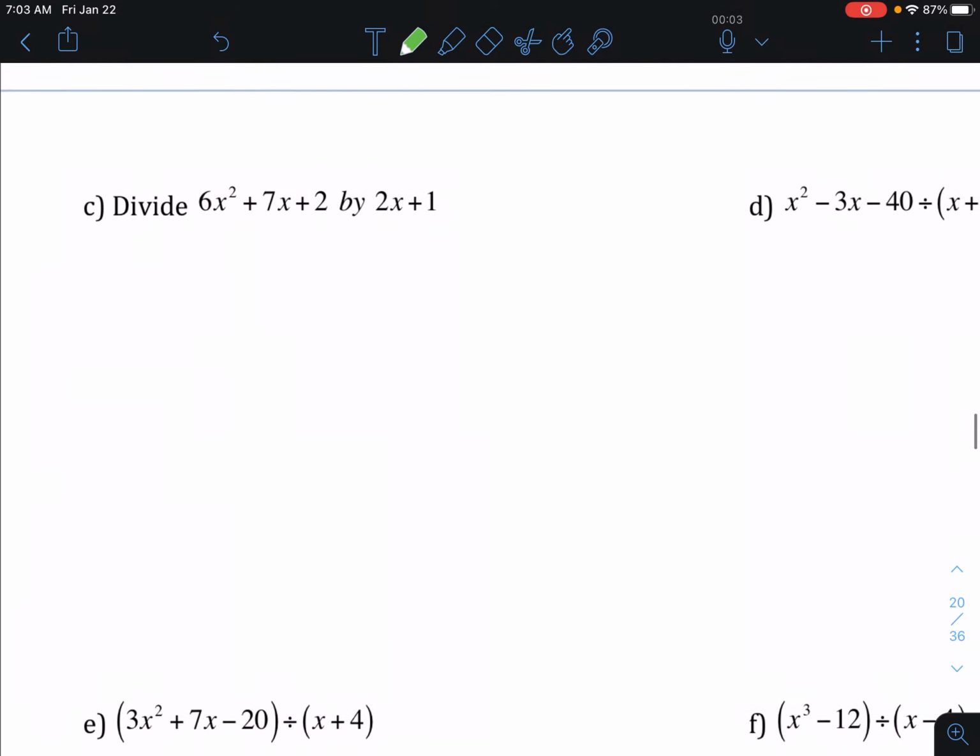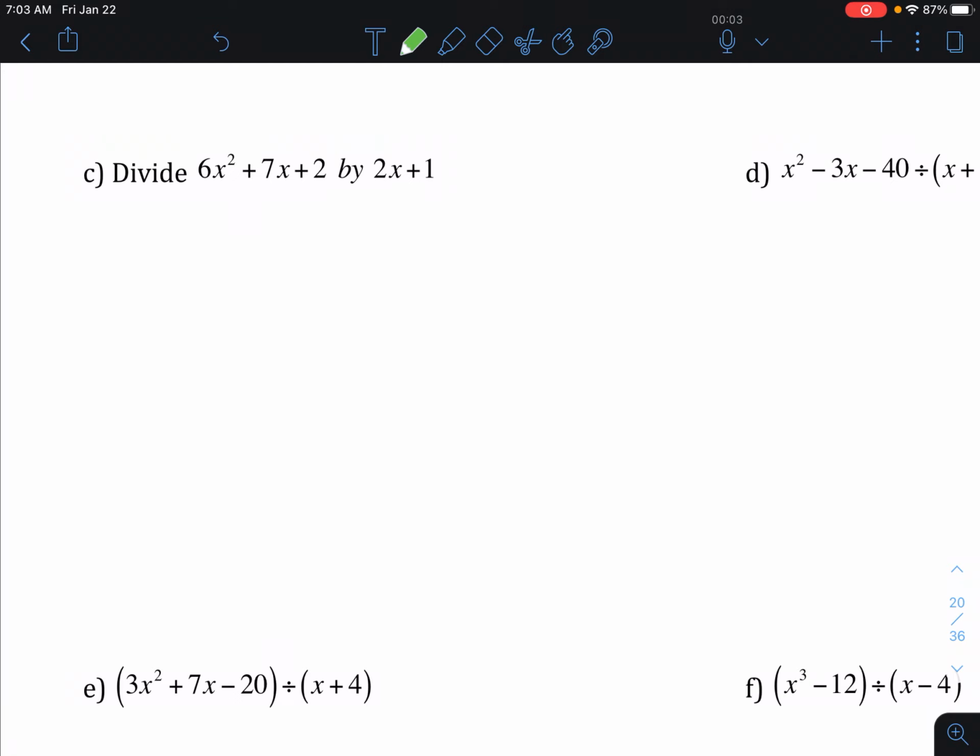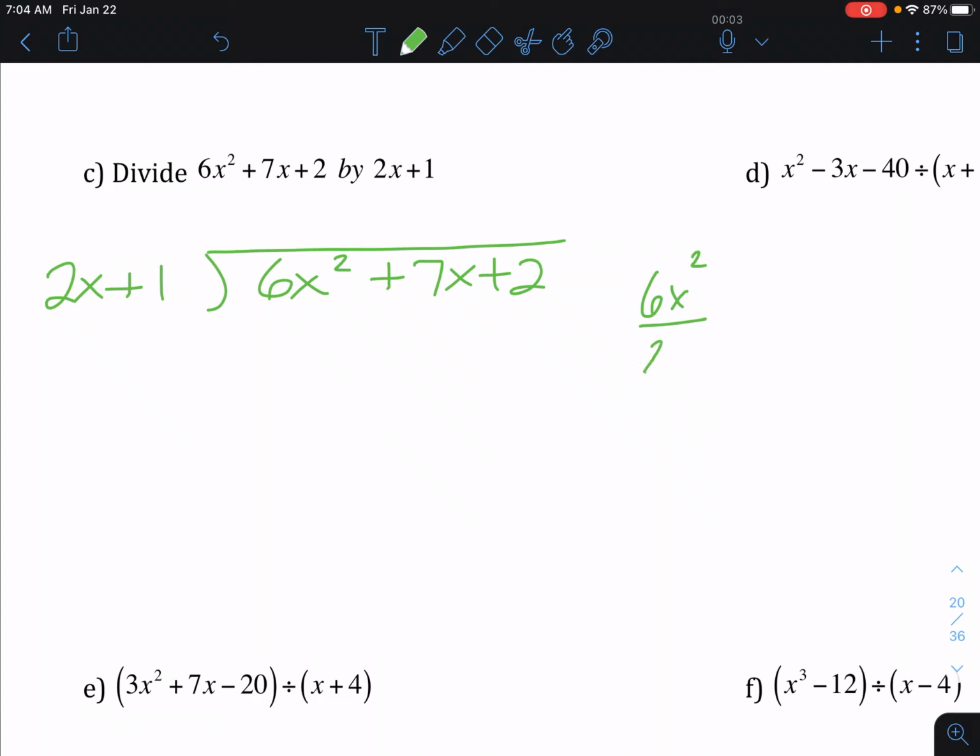Okay, let's start the process again. There's no missing terms, so that's good. So I'm going to do first term divided by first term. That'll be 3x. Put that up here. And I'm going to go back and multiply my 2 times. That'll be 6x to the second plus 3x times 1 is 3x.